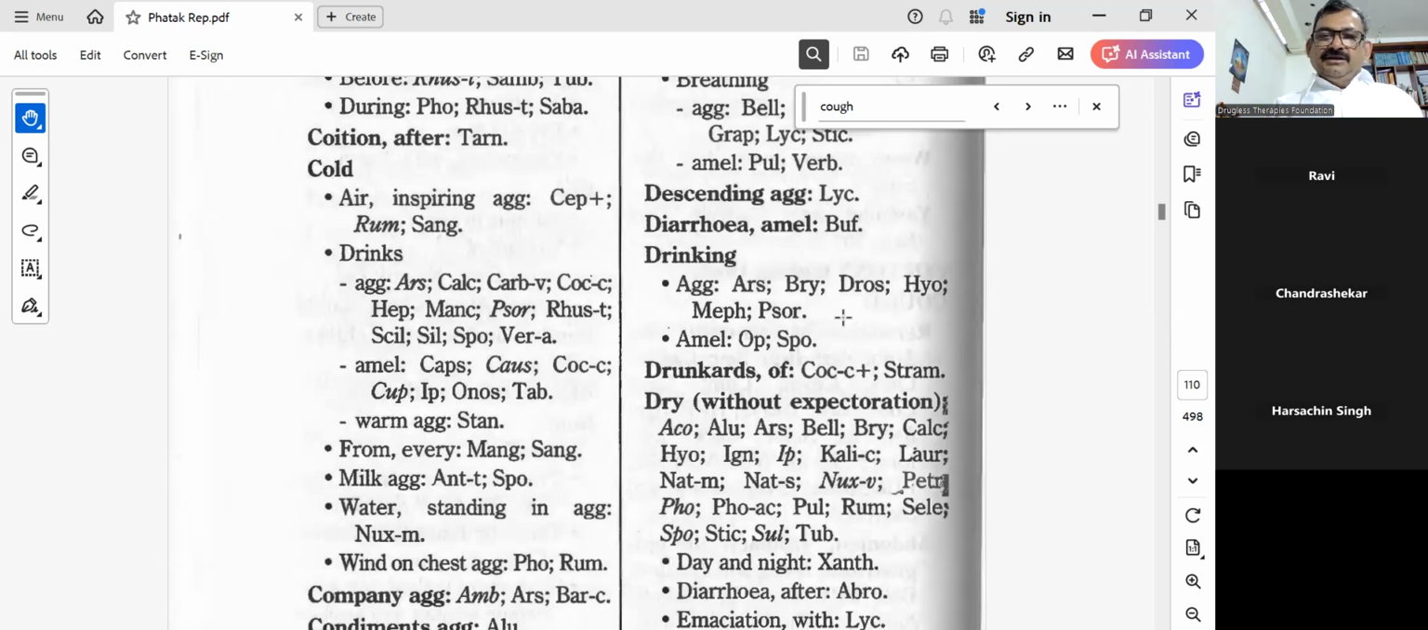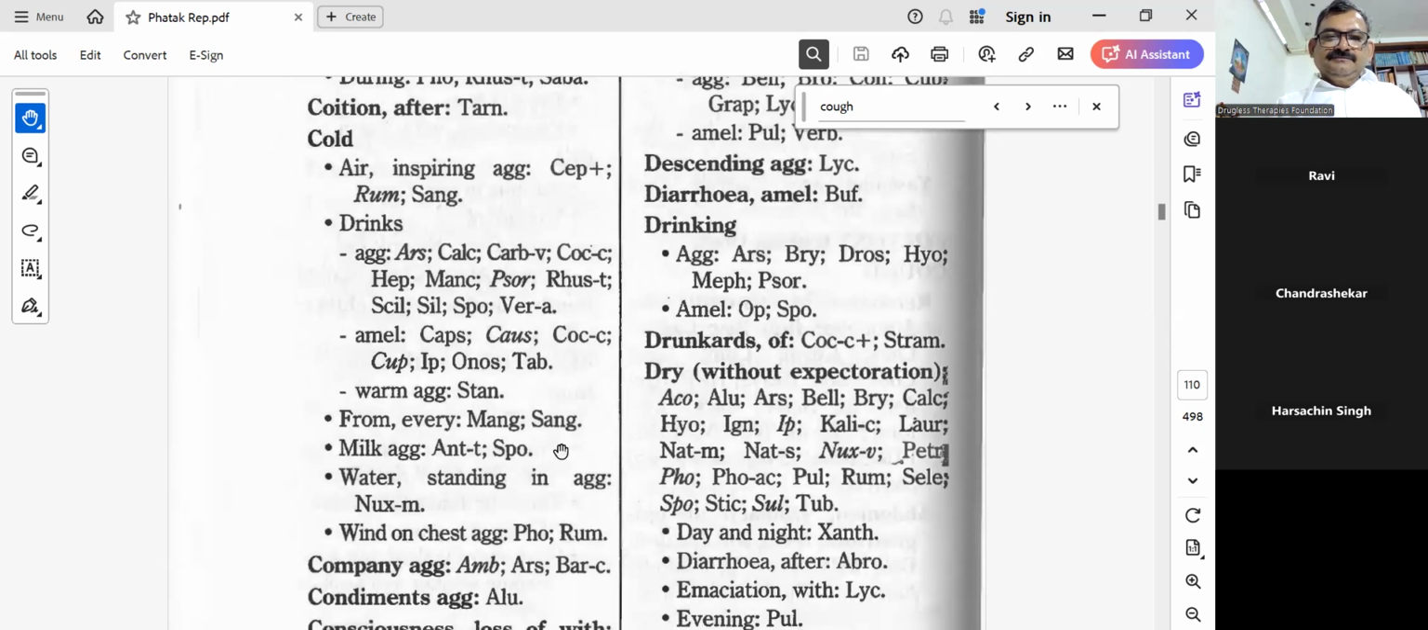Drinking aggravation. So these are the drinking aggravation and amelioration. If they drink something, if they get something relieved, that time you can say Opium and Spongia. Then drunkards, like someone is an alcoholic. If someone is alcoholic, you should think about Cuprum cacti and Stramonium.